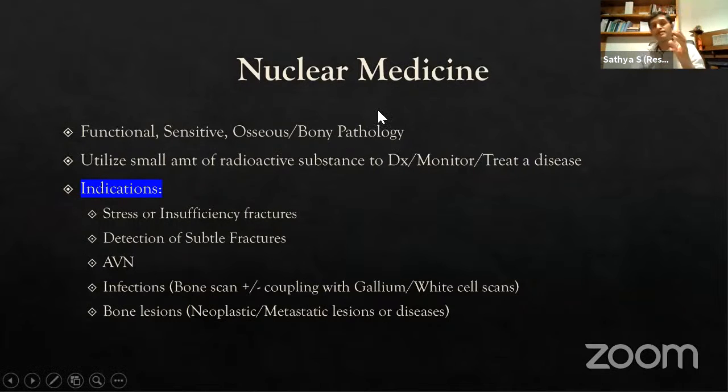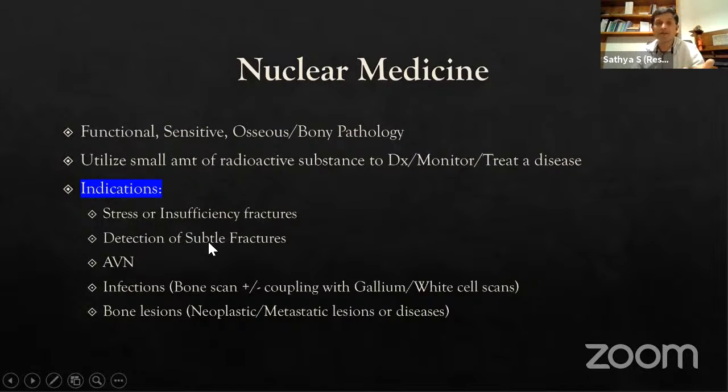With respect to nuclear medicine, it plays a major role in areas like stress fractures and stress injuries. It is highly functional and sensitive, for bony problems, mostly bony pathology. It uses a small amount of radioactive substance, which helps us to diagnose or monitor or treat a disease. So for that, nuclear medicine is used, for example, radiotherapy. The indications for most of these areas are stress or insufficiency fractures, or an occult fracture which you can't see on the normal X-ray.